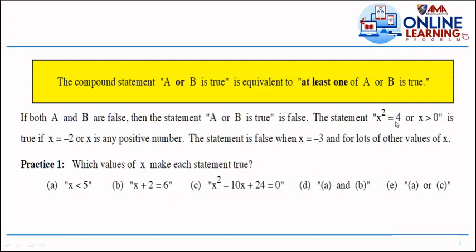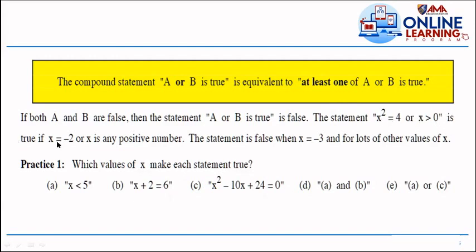The statement x squared is equal to 4 or x greater than 0 is true if x is equal to negative 2 or x is any positive number. So we're going to check, no? x squared is equal to 4 or x is greater than 0. This is your statement A and this is your statement B.